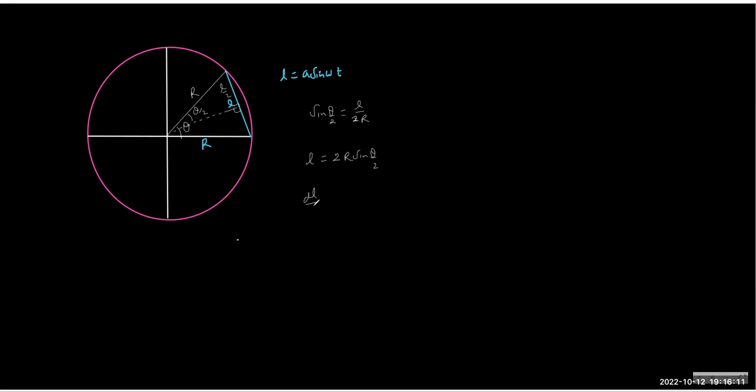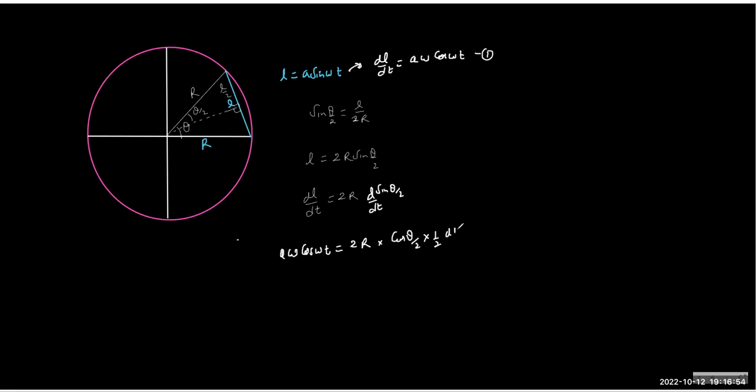and therefore dl by dt is 2R, because we are differentiating with time. Theta is a variable, but we need to use the chain rule here. So d by dt of sine theta by 2. So dl by dt we can find from here, because luckily this is given to us. So this is A omega cos omega t. And this becomes cos theta by 2 into 1 by 2 into d theta by dt.